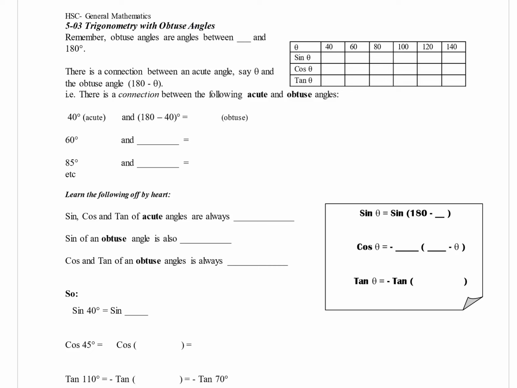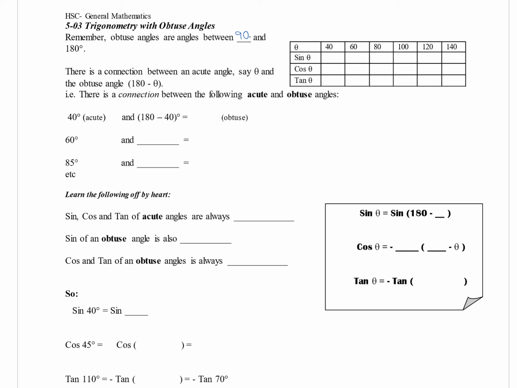defined the situation when an angle is obtuse, especially when you're trying to take or find the sine of that angle. So remember, obtuse angles are angles between 90 and 180 degrees, and there is a connection between angles of that size and an acute angle.